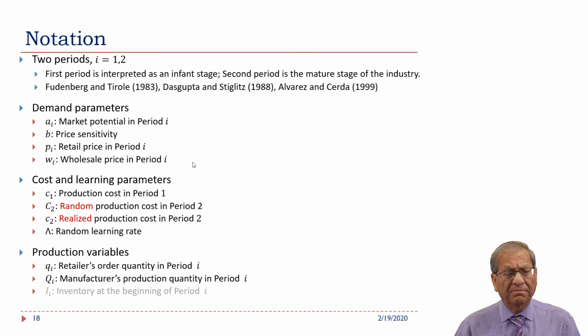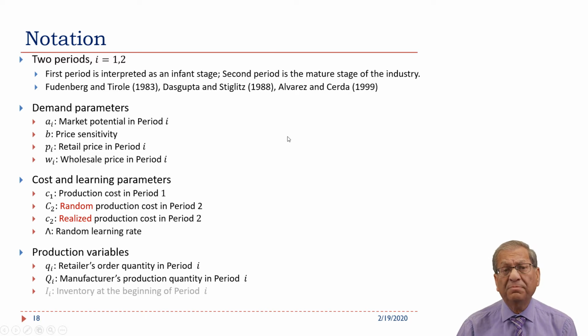In a two-period problem, the first period is interpreted as an infant stage in which the learning takes place, and the second period is the mature stage in which there is no learning in this particular setup. The demand parameters are as follows. A_i is the market potential in period i, B is the price sensitivity, p_i is the retail price in period i, and w_i is the wholesale price in period i.